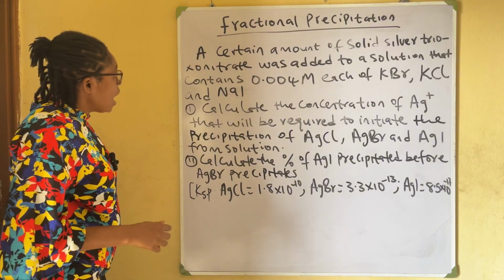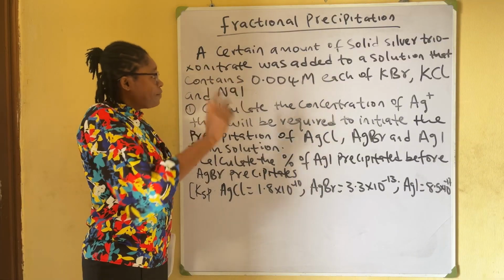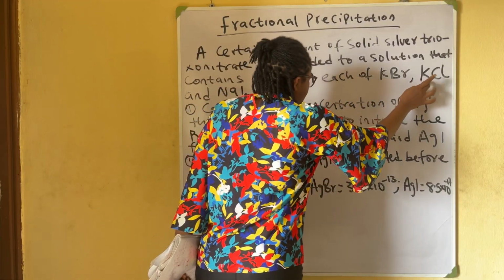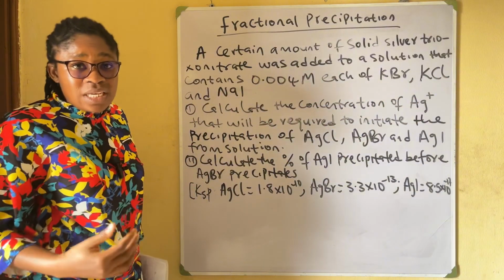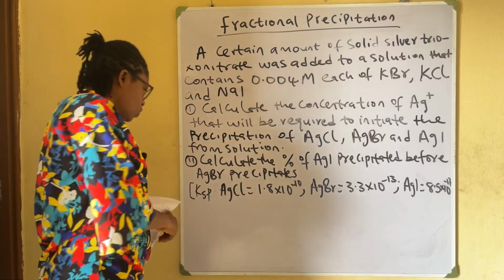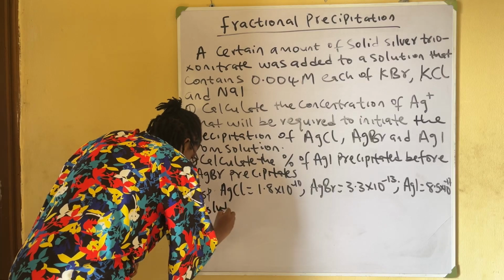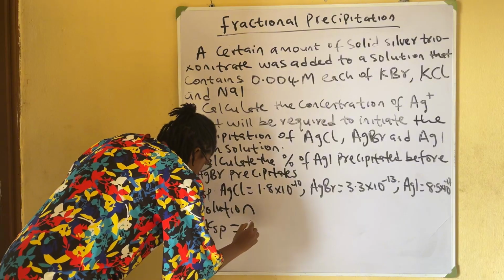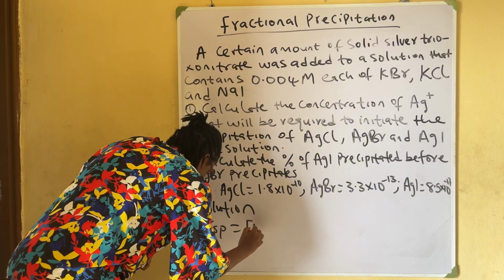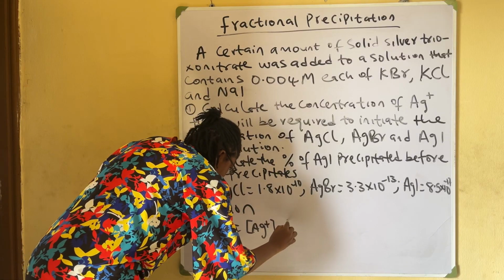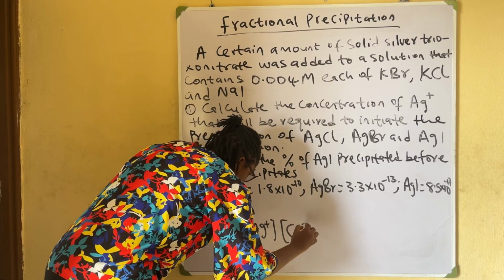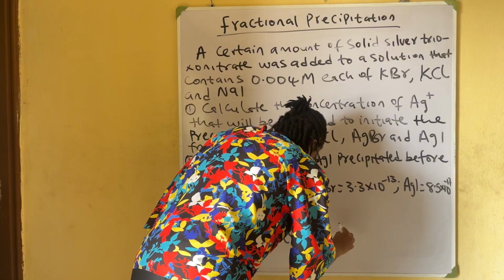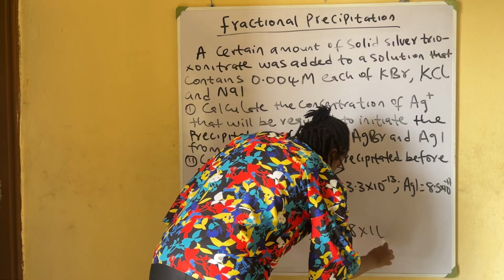What happens is that when you react silver nitrate with 0.04 molar concentration of potassium chloride, the precipitate that will be formed is silver chloride. If you write the Ksp expression for this, you have silver ion times chloride ion. The Ksp value we are given is 1.8 times 10 raised to the power minus 10.